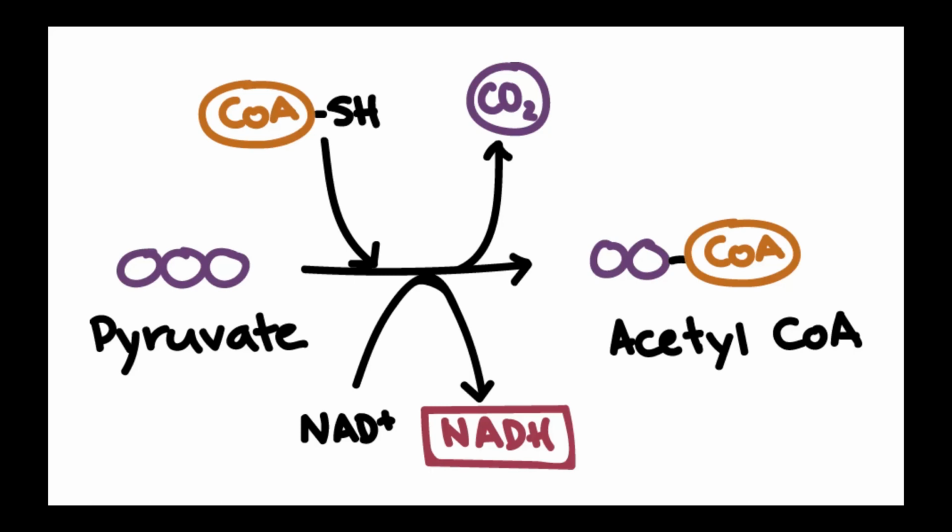A transport protein moves the pyruvate from the cytosol into the mitochondrial matrix. In the matrix, an electron is stripped away from the pyruvate to reduce NAD+ into NADH. This removes a carbon from each pyruvate, and these carbons turn into carbon dioxide. Then, a coenzyme A is added to form acetyl coenzyme A. These acetyl coenzyme A molecules enter the citric acid cycle.